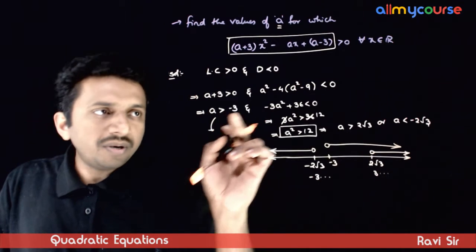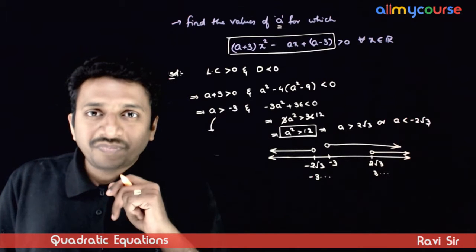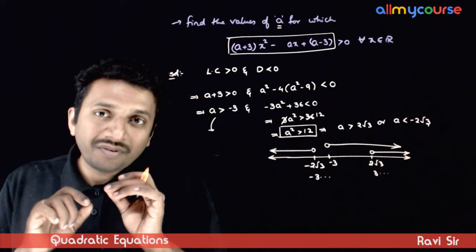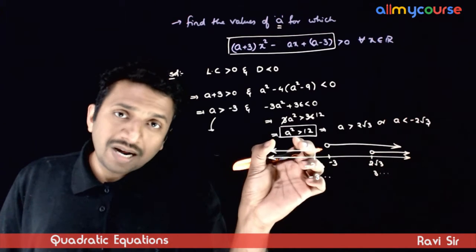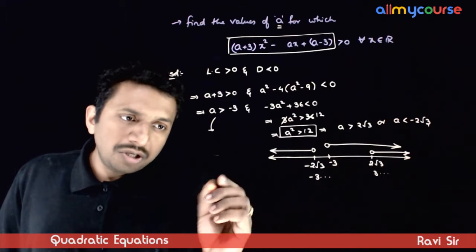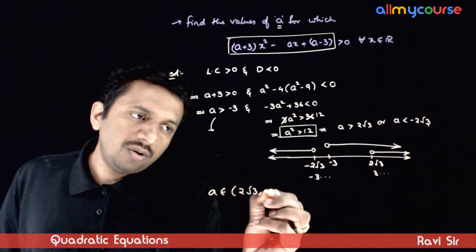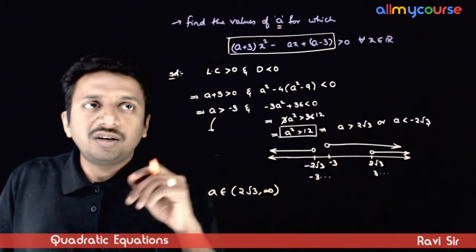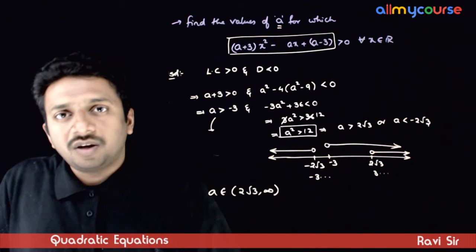So now this has to happen and this has to happen. So I need to take the common solution, not the combined solution but the common solution. So what are the values of real numbers which satisfy both the conditions? Obviously you can see that this part does not satisfy this condition. So the solution is a belongs to (2√3, ∞). So a has to be greater than 2√3 such that this has to be greater than 0 for all x belongs to R.